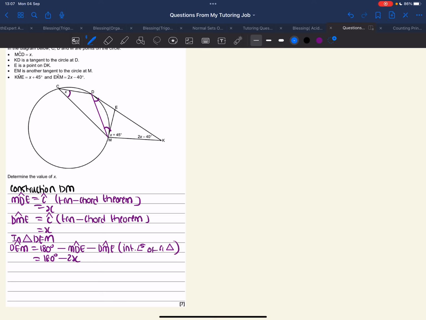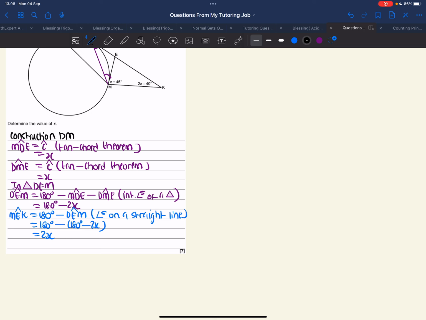Now we're going to try to find the angle MEK. So I'm going to say angle MEK is going to be equal to 180 minus angle DEM, and the reason for that is angles on a straight line. So it's going to be 180 minus, 180 minus 2x. So basically that's just going to be 2x.